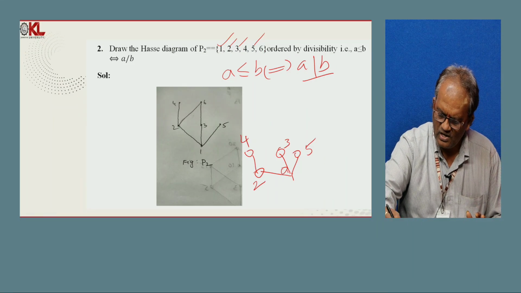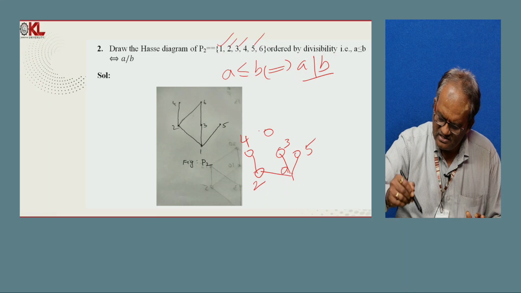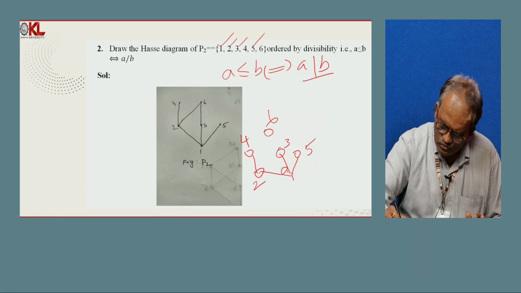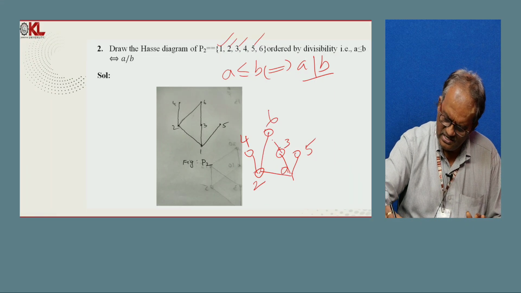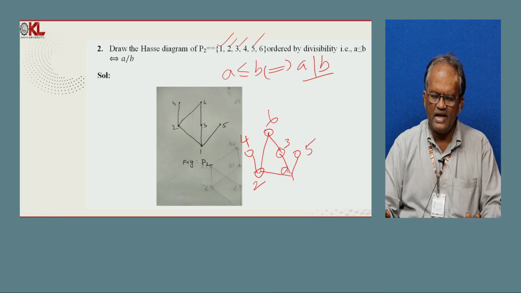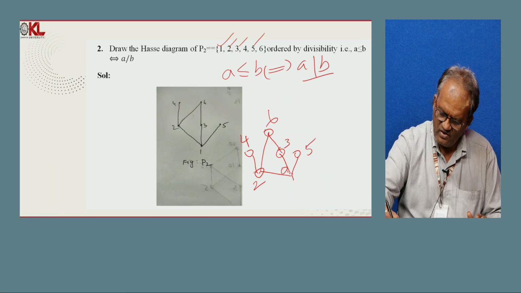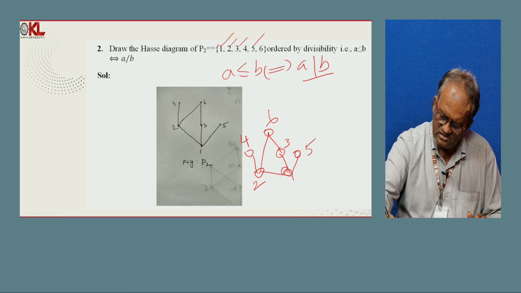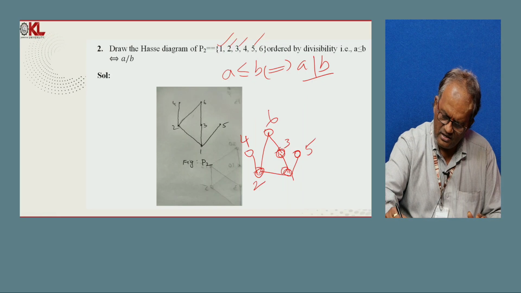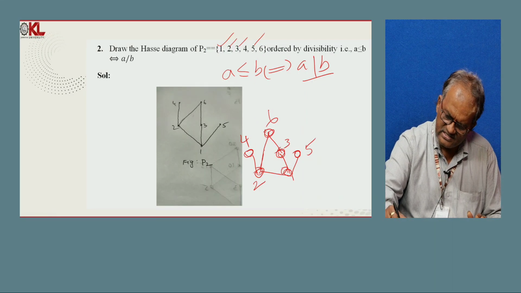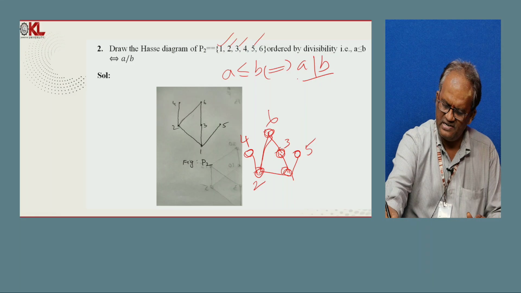2 divides 4 and the only greatest element is 6. So 2 divides 6, 3 divides 6. This is the Hasse diagram. See what I am saying: the small circles are elements, and the lines are relations that should satisfy divisibility.